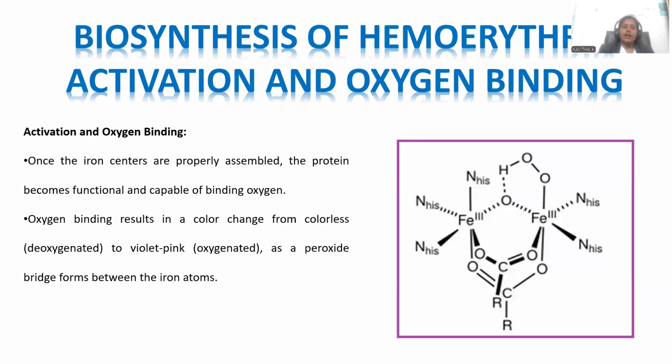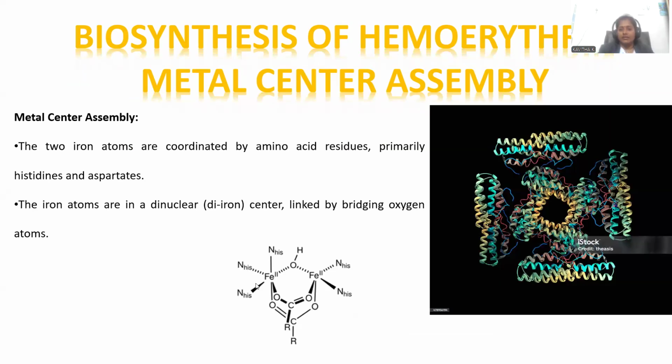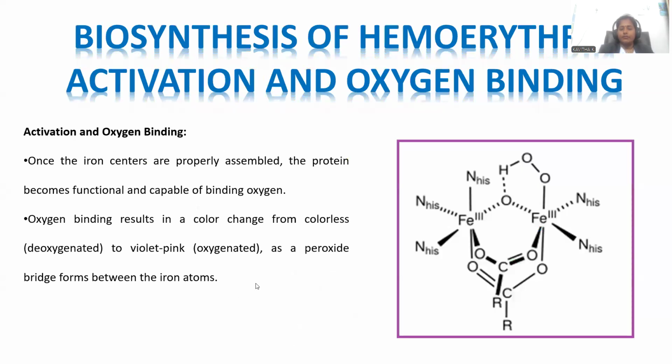And activation in the oxygen binding. Now, we synthesize the hemerythrin. Now, it is very suitable for the binding susceptibility towards oxygen molecule. Whenever iron centers are properly assembled in between and the protein becomes functional, this protein is very active towards the capability to bind with oxygen, so that binding with oxygen will be the next step.